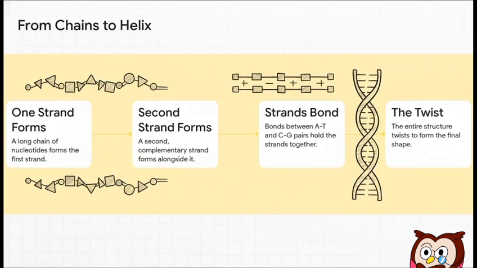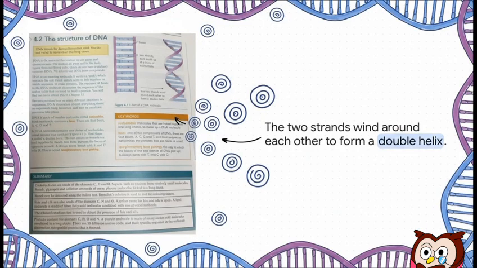So the whole thing happens in a few pretty straightforward steps. First, you get a long chain of these nucleotides, and that forms one strand. Then, a second strand builds itself right alongside the first one, following that pairing rule perfectly. Those AT and CG pairs form bonds that act like the rungs of a ladder, holding the 2 sides together. And then, the whole ladder twists. And the result of that twist is this beautiful and super efficient structure, the double helix. We call it double because there are 2 strands, and helix because of that twisting spiral shape. It is, without a doubt, one of the most famous shapes in all of science.